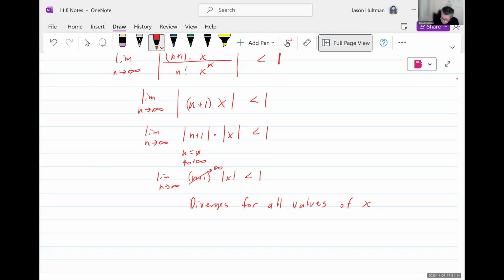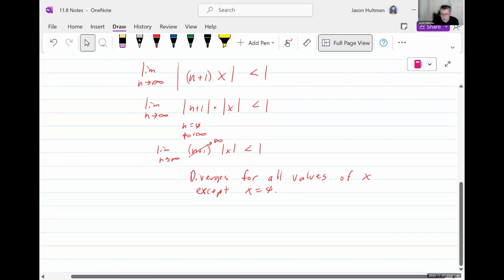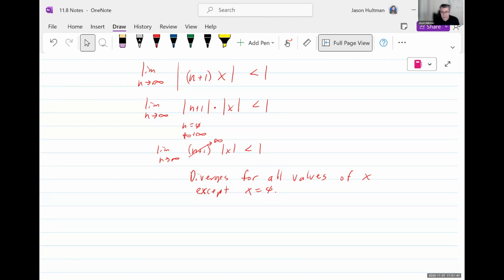because this thing is going to go to infinity, just getting bigger and bigger numbers. But when x is 0, then it converges, because 0 times a number is just going to be 0, which is less than 1. So it diverges for all values of x except x equals 0. Then it converges. But then it's kind of a trivial case. When x equals 0, we really don't have a power series. We just have a series of zeros, which would add up to 0. So it's kind of a trivial case.